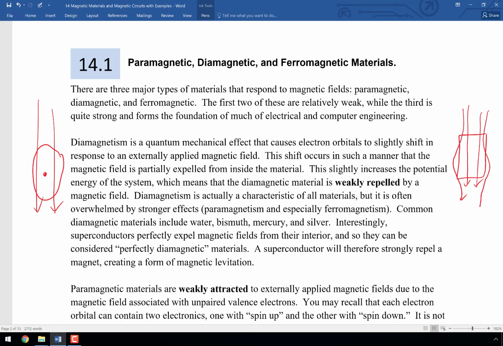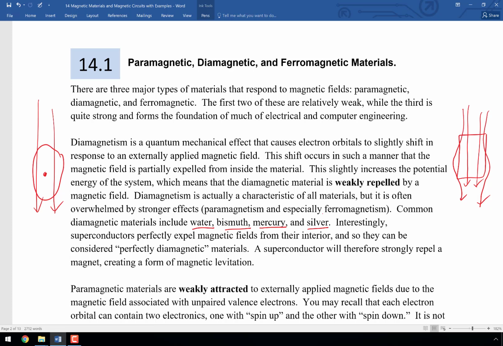And so it's not a strong effect unless you're talking about superconductors, in which case superconductors are perfect diamagnets. They actually completely repel magnetic fields. But for most materials that we're talking about here, things like water and bismuth, mercury, silver, a lot of metals, we're going to find that those are going to be weakly diamagnetic.